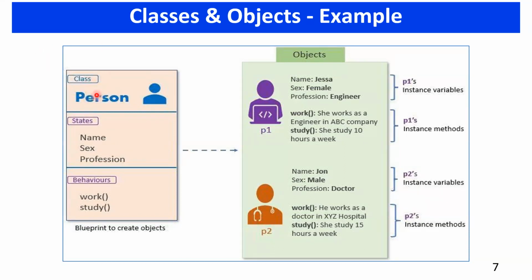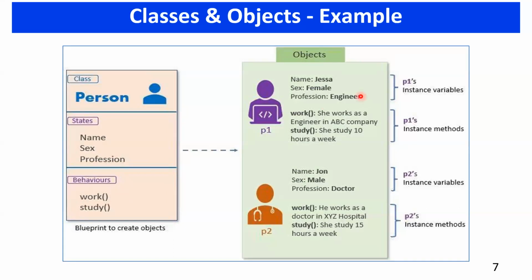If you consider the example of a class called person, it can be associated with certain states or attributes, which include the name, gender, and profession. And the behaviors may be what work he is doing and what he is studying and so on. So these are called the behaviors of a particular person. Once you create the class called person with these states and behaviors, you can create any number of objects, and each object will have its own values for states and behaviors.